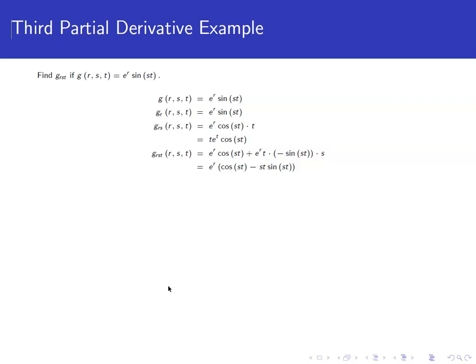All right, so doing these one at a time. First, we'll take the derivative with respect to r. In this case, we'll be differentiating that e to the r. The derivative of e to the r is just e to the r. So that's where we get the e to the r sine of st, because that sine of st is just a constant in this case.